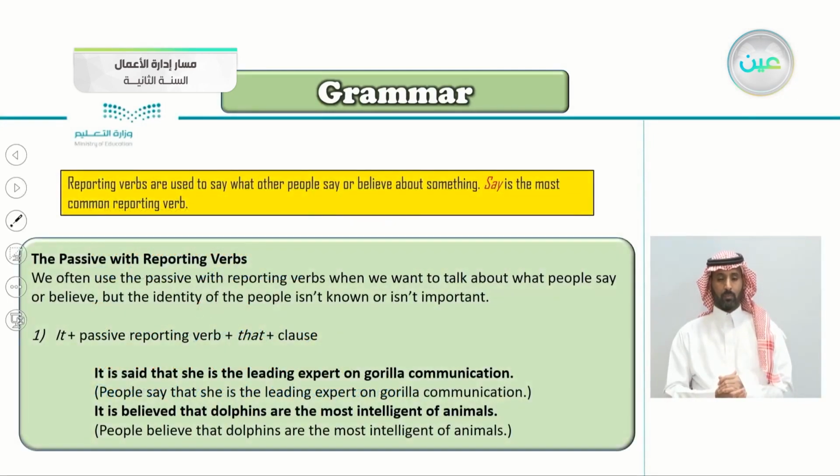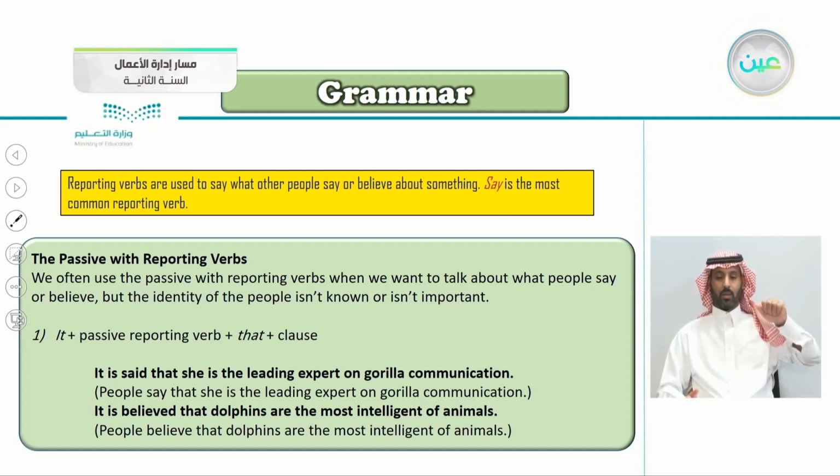Very good. So here we're talking about reporting verbs, the passive with reporting verbs. Reporting verbs are used to say what other people say or believe about something. What are reporting verbs used for? To say what other people say or believe about something. The word say is the most common reporting verb. We have many reporting verbs, but the verb say is the most common one.